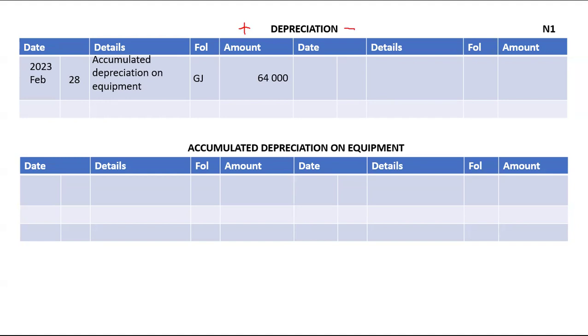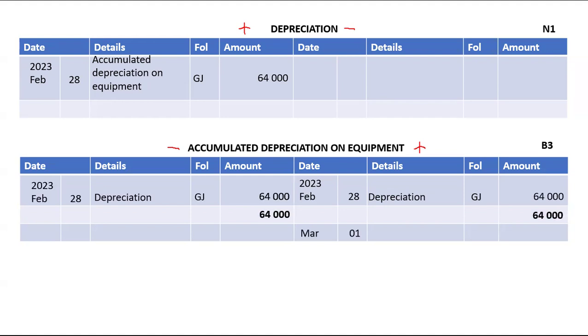Accumulated depreciation increases on the credit side, since it represents the net decreases in the value of that equipment. So on the credit side, we'll have 2023 Feb 28, depreciation, general journal, and the amount will be 64,000. Because that is a financial position account, we'll just balance it off and find the balance carried down as well as the balance brought down.